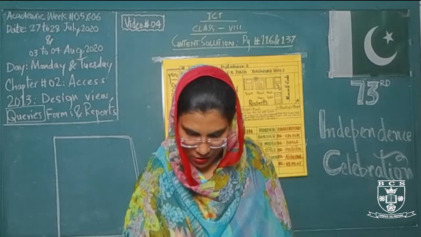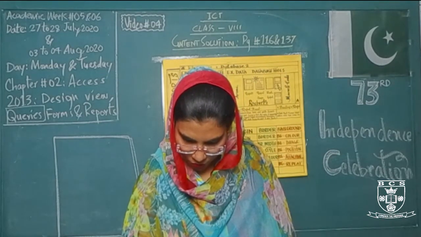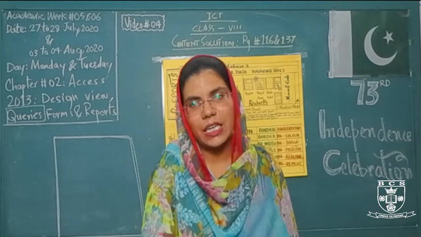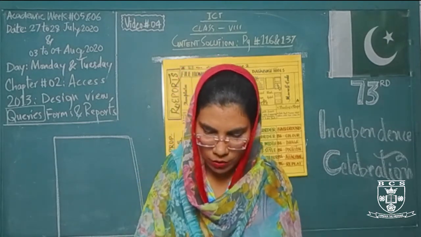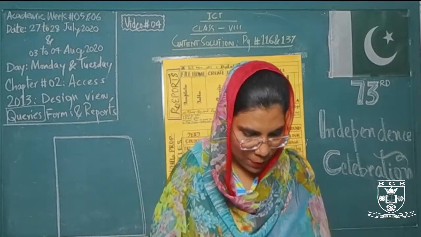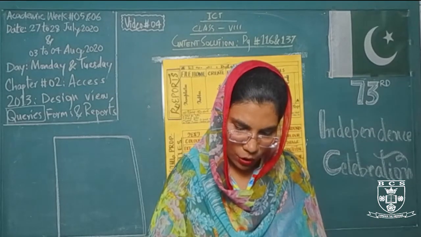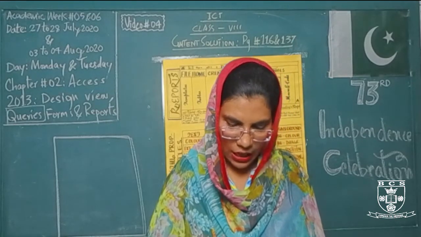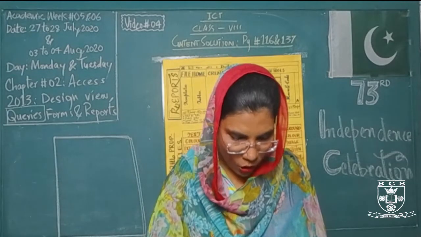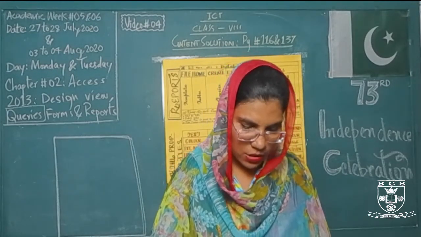For the second, suggest suitable data types for the fields identified by you. Which data type must be in which field that we mentioned in part A. So for bus pass ID, the data type is short text, and for roll number again short text, for class again short text, name again short text, telephone number again short text, and for the bus fee we have to use the data type number.